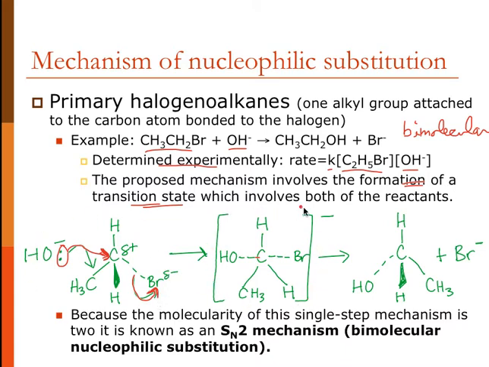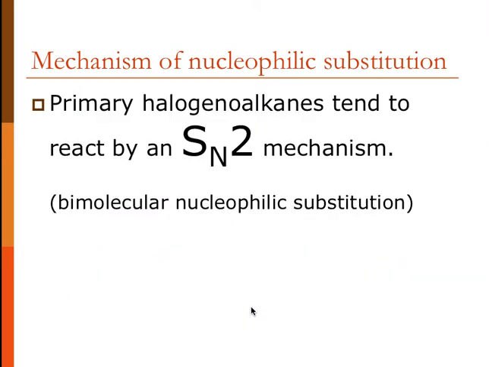There is a transition state formed where the nucleophile is forming the bond with the carbon, and the carbon is giving up its electron for this halogen to become an ion. These are going to happen with primary halogenoalkanes. So primary halogenoalkanes tend to react by an SN2 mechanism, a bimolecular nucleophilic substitution.